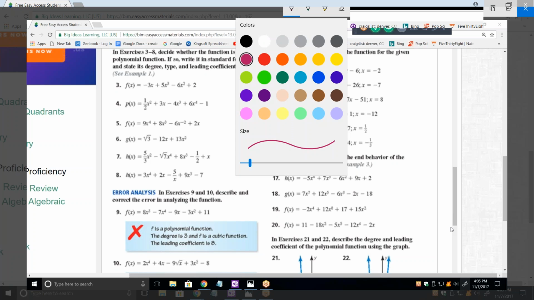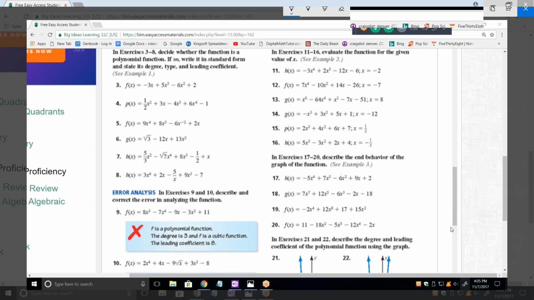So let's do 18. What's the left-hand end behavior going to be? It's 7 times negative infinity to the 7th power. Do that part first. It's negative infinity. 7 times negative infinity, so the whole thing is negative infinity on the left.